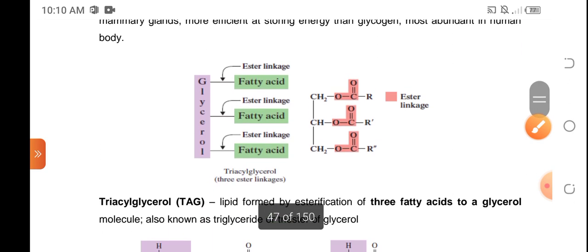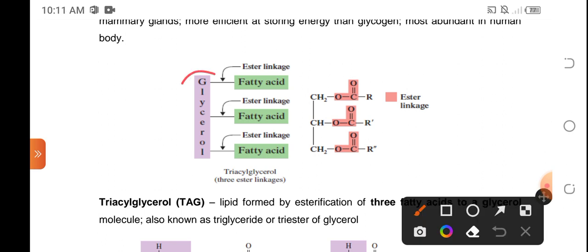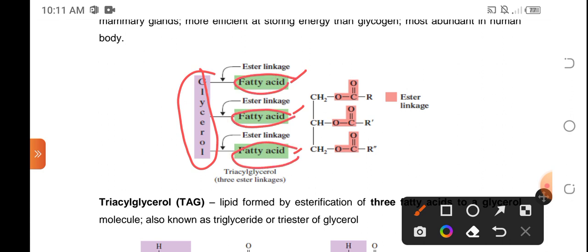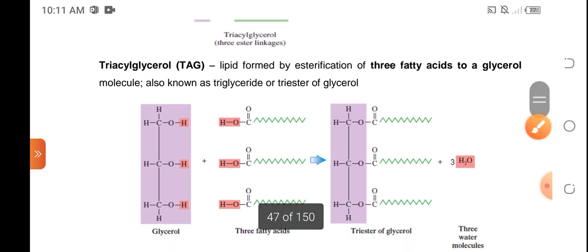Now, the structure of triacylglycerol: we should have a glycerol and 3 fatty acids. Okay? And these fatty acids will be connected to the glycerol through ester linkage. So this is the triacylglycerol part, and individually these are the 3 fatty acids connected through ester linkage. Now, let us elaborate.